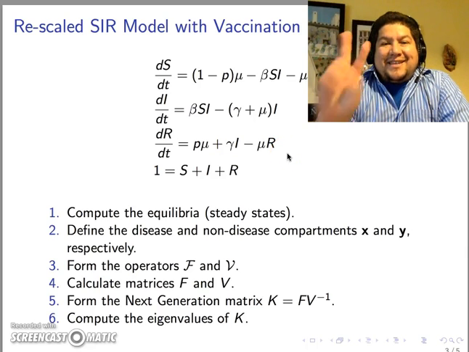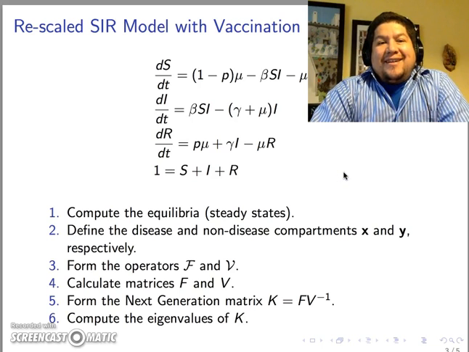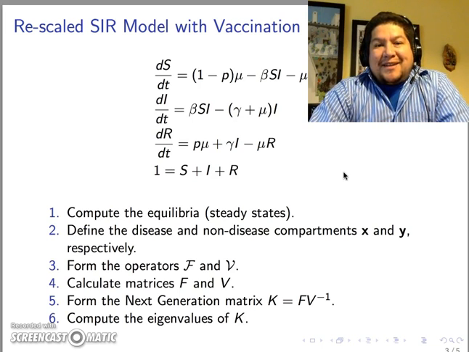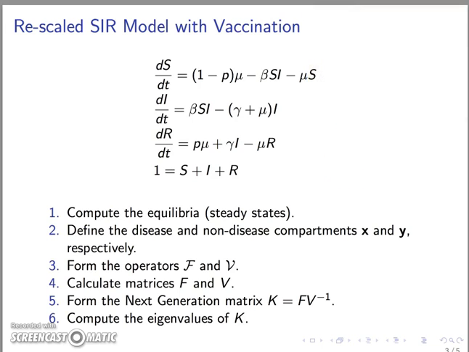Hi, this is the second part. This is part two of our class activity on calculation of the basic reproductive number using a computer algebra, symbolic algebra system. Okay, so this is the model that we are working with.